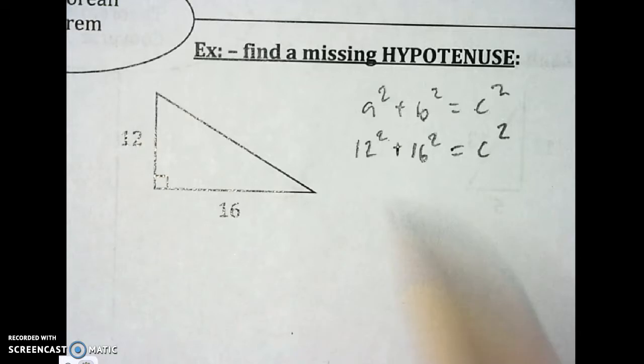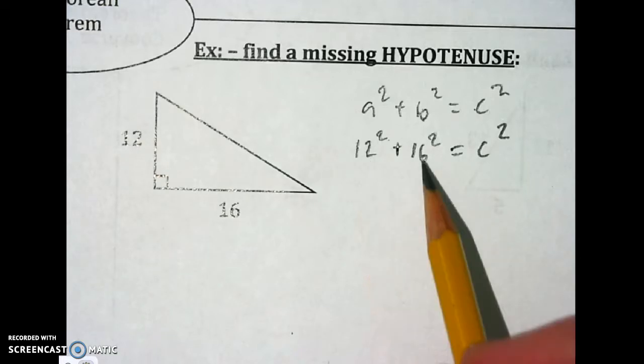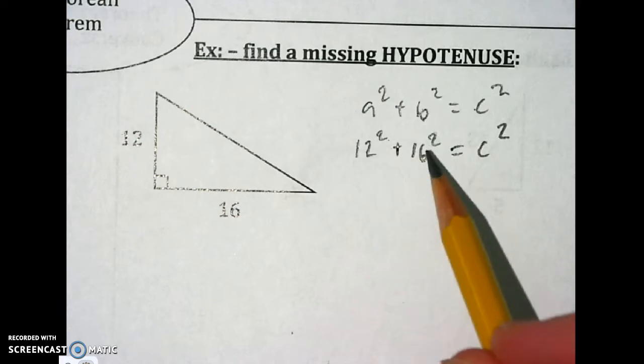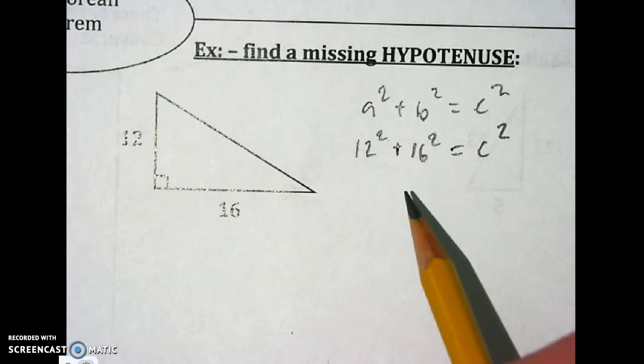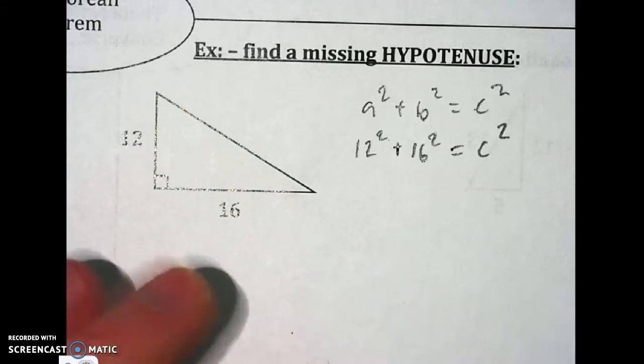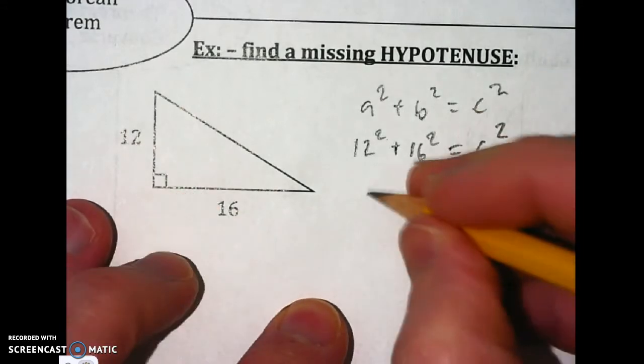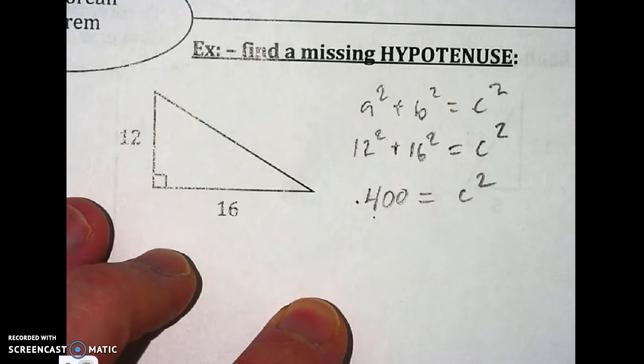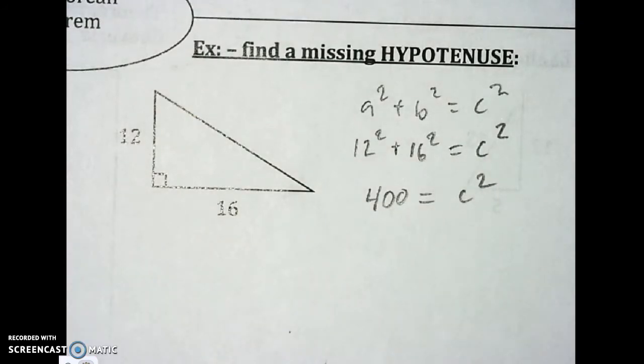There's two options here. You could write down what 12 squared is and write down what 16 squared is, but most of you are just going to type this all into your calculator at once and tell me the one number. Does somebody have that? 400. This will equal 400. So c squared equals 400 when I do 12 squared plus 16 squared.